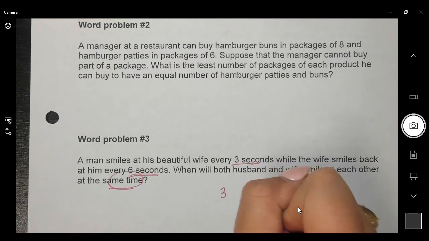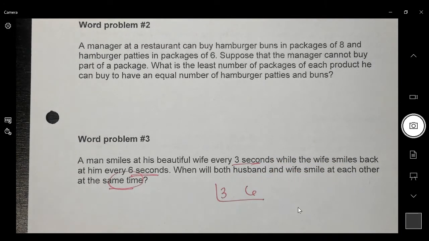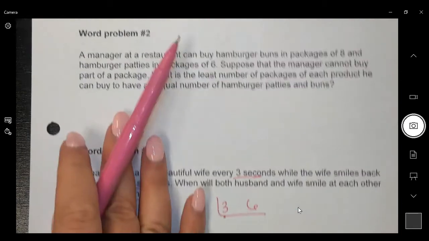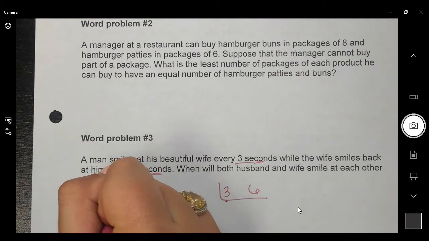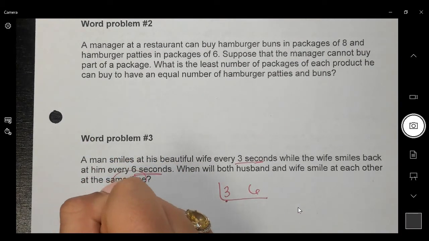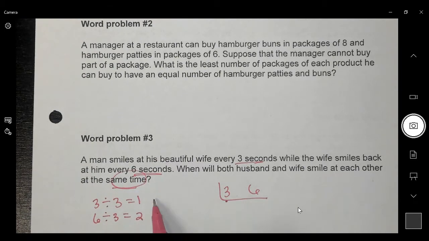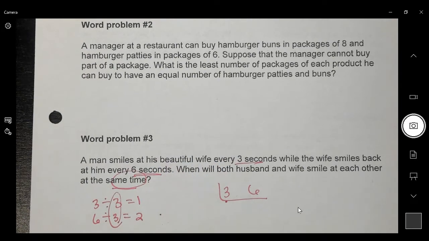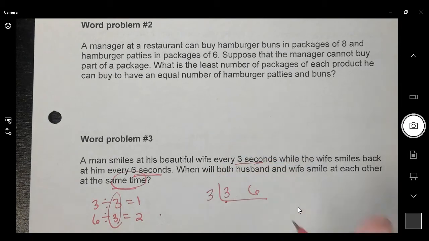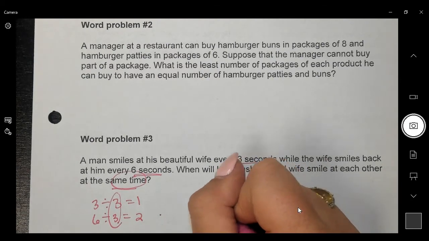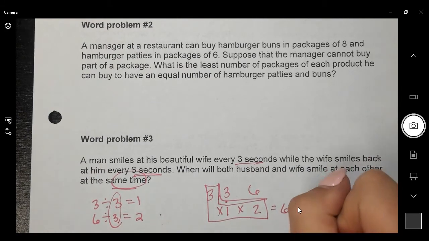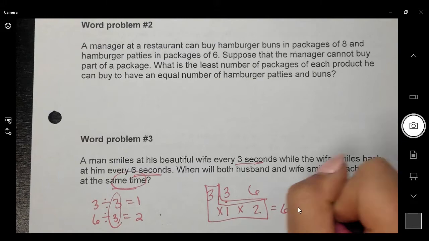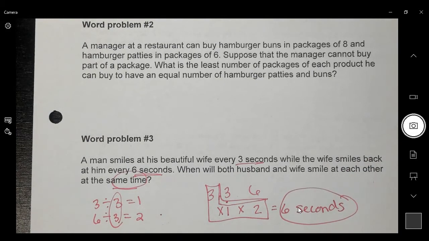So we're going to plug 3 and 6 into the slide. 3 is in my list of numbers to try up here, so that's what I'm going to try first. 3 divided by 3 equals 1. 6 divided by 3 gives me 2. They're both whole numbers. They have 3 in common, so I can place 3 on this side. I hit 1, so that means I'm done. So I draw my L for LCM, and when I multiply, I get 6. So every 6 seconds, they smile at the same time.